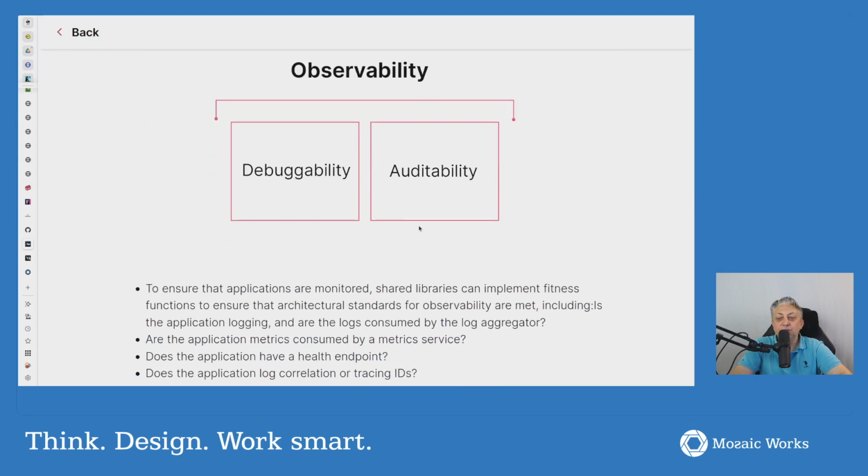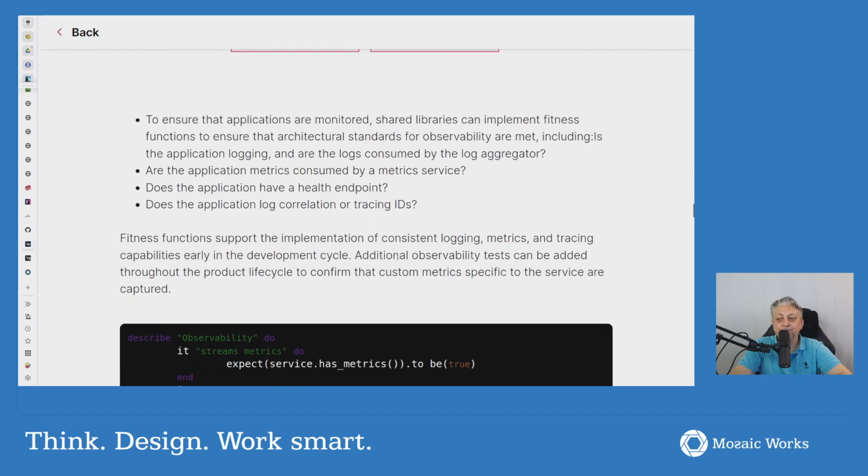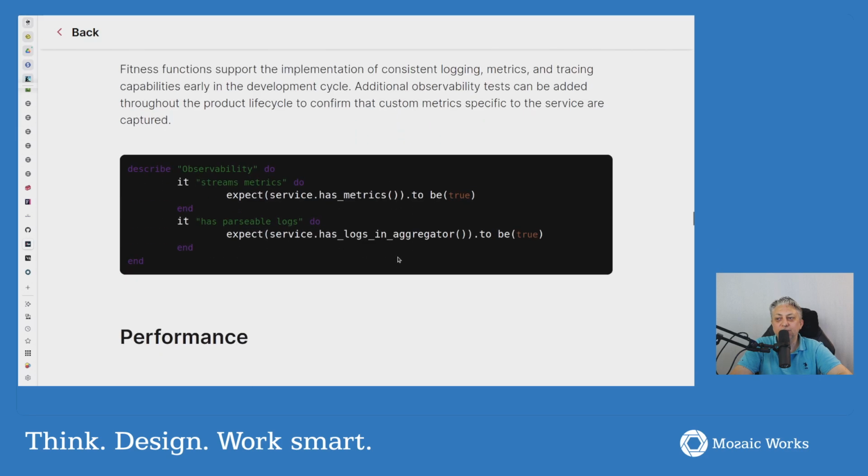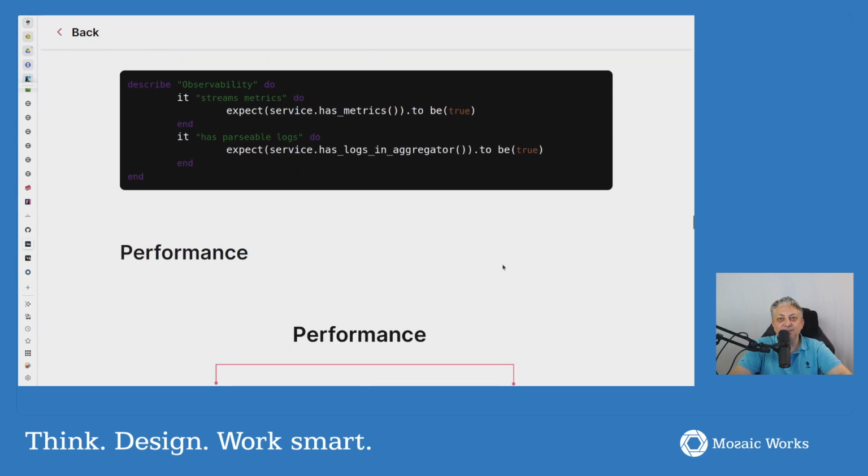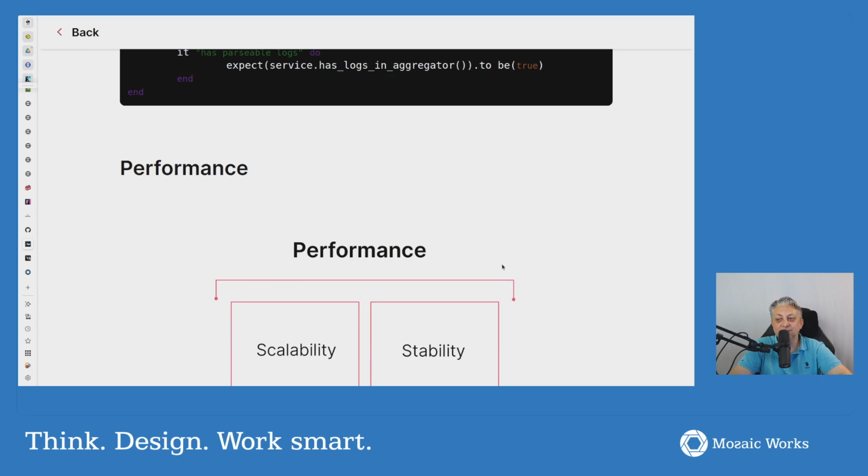So, another area which has come to prominence lately, particularly for microservices or any large architecture, but I think mostly it's about microservices: observability, debuggability, and auditability. We want things to be observable, which means that we need to have metrics. So expect service has metrics to be true. Expect service has logs in aggregator to be true. This is a very small thing. It just expects the logs to be there. It doesn't say what should be in the logs.